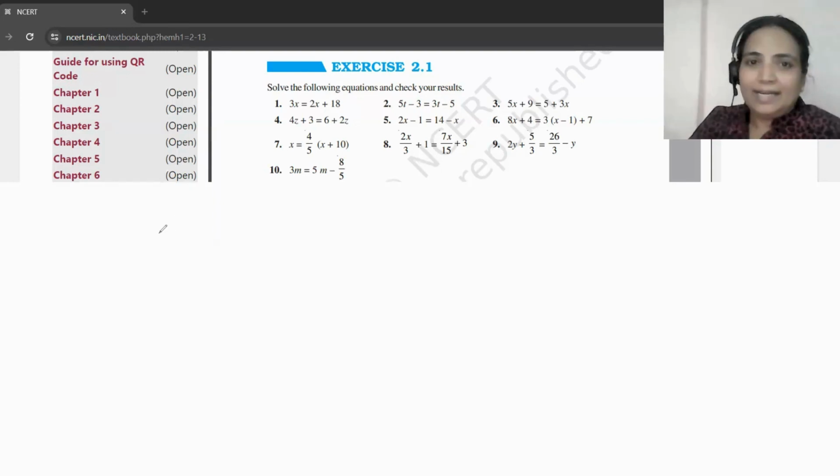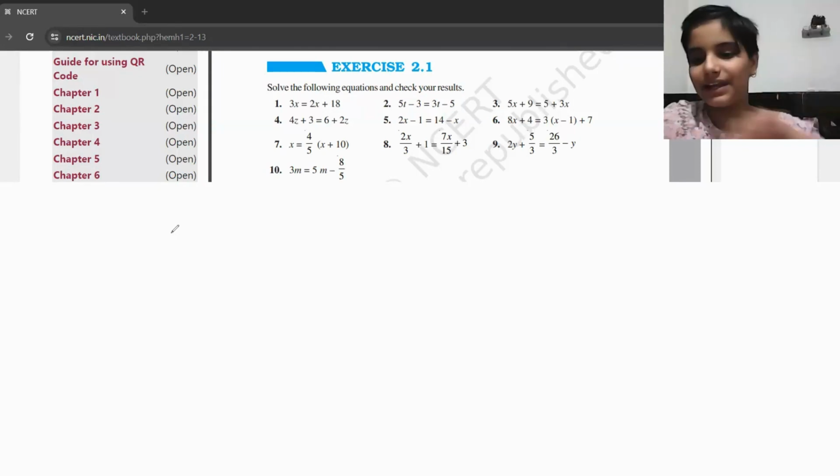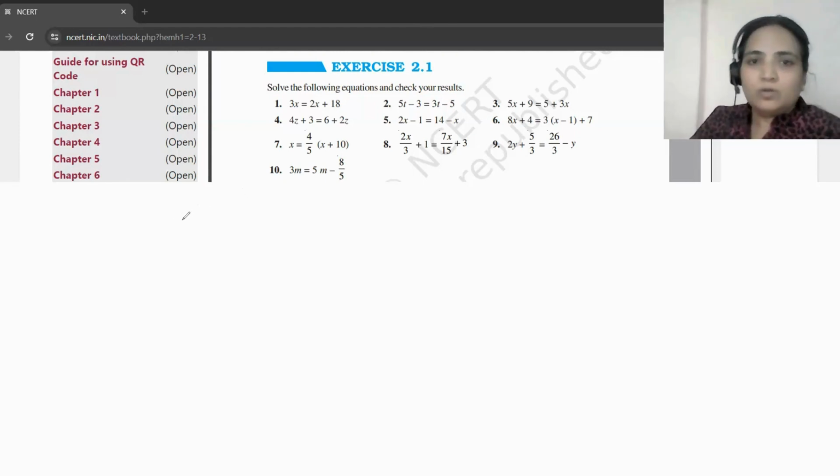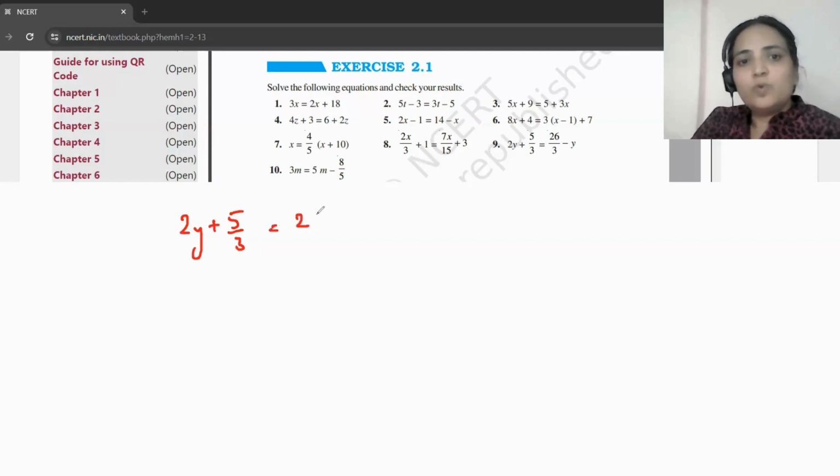चलो अभी now we are solving 9th question. We did 8th one. अभी 9th one simple लग रहा है कि नहीं लग रहा है? हाँ मैम. सिंपल है. चलो मैं फिर यही last करवा रही हूँ. 10th आप अपने आप से करोगे. 2y plus 5/3 equals 26 by 3 minus y.